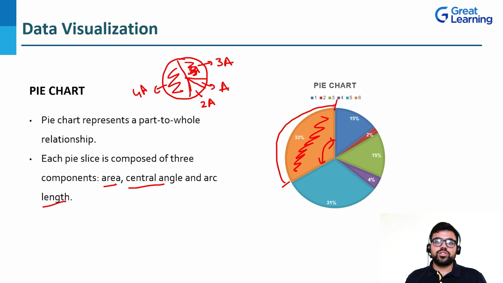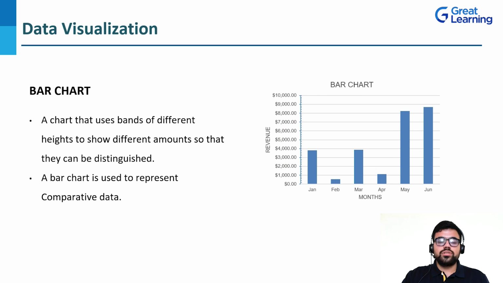So these are the 3 major components of a pie chart, but Excel does it itself. So you just need to feed values and Excel will make a pie chart for you. The second chart, that is the most important and most widely used, is a bar chart. Now bar chart uses bands of different heights to show different amounts so that they can be distinguished.